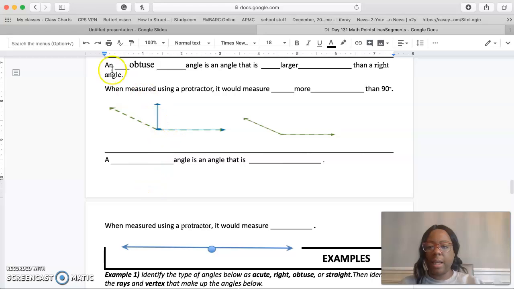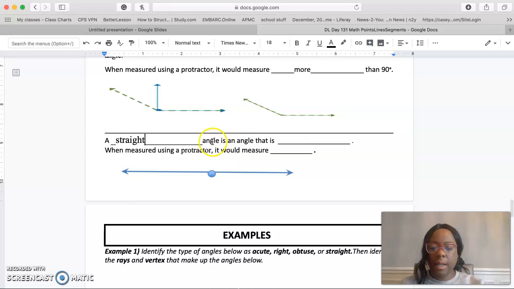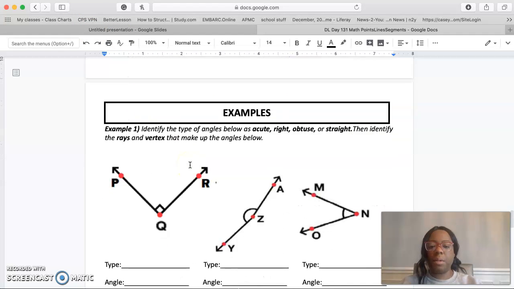Now the last angle that we're working with is called a straight angle. And it is an angle that is flat or straight. When measured using a protractor, it would measure exactly 180 degrees. Let's move on to our examples.